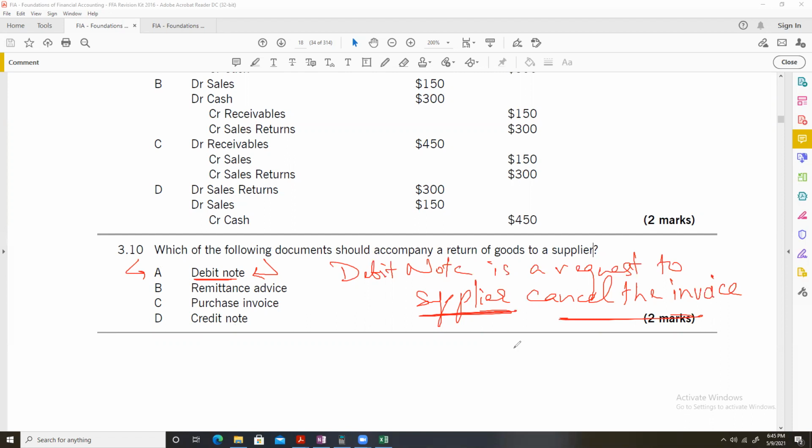We will send a debit note to the supplier, and we will request the supplier to cancel the invoice as we no longer need the goods, to cancel our debt, or to pay back the cash that we paid. So we will send a debit note to the supplier in this case. So this is the correct answer. A is the correct answer to this question.